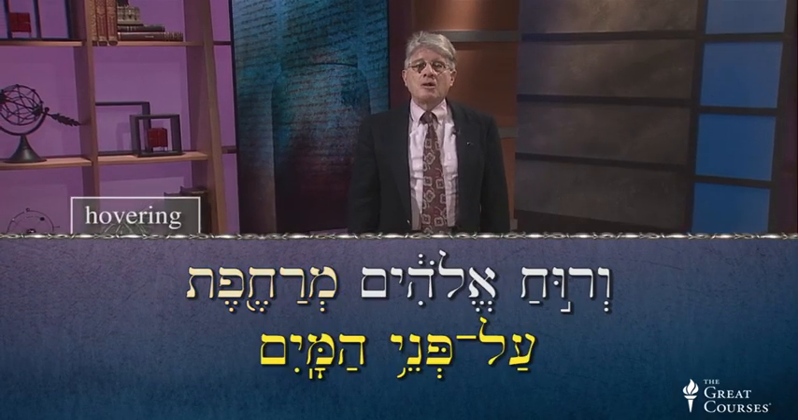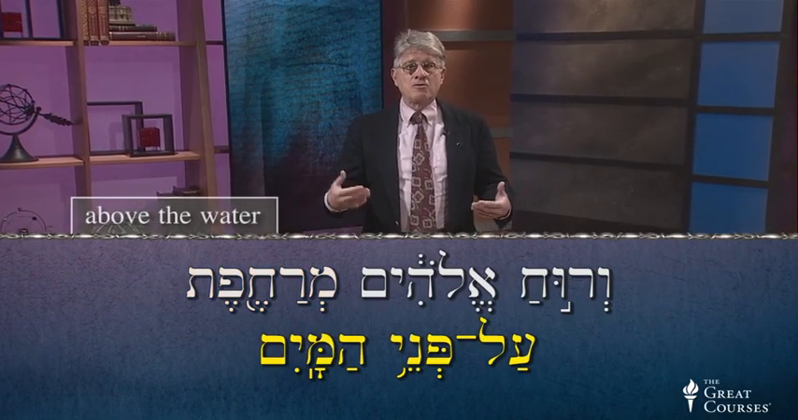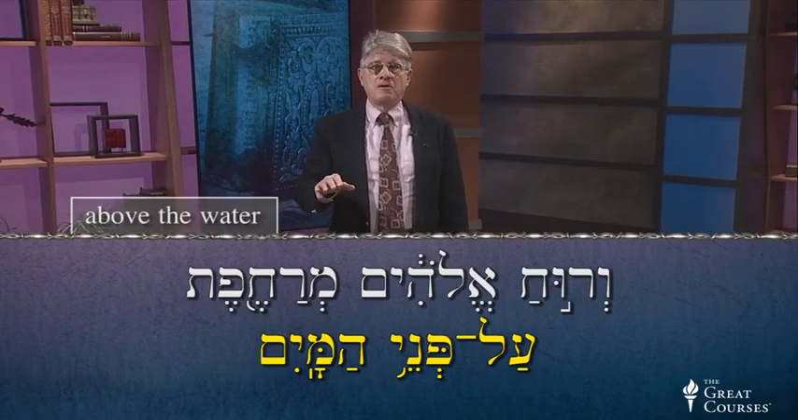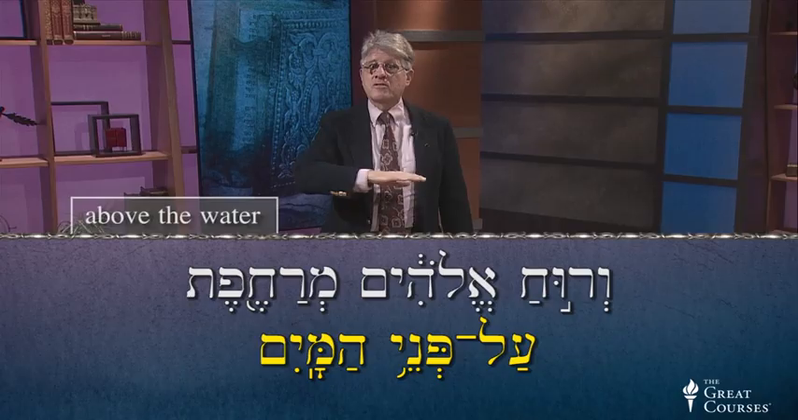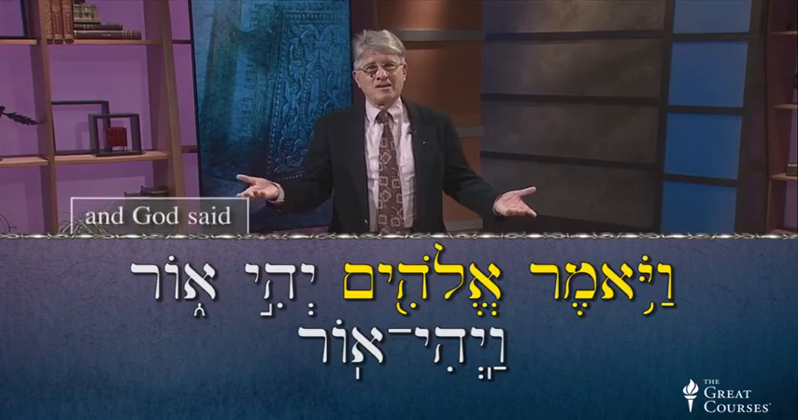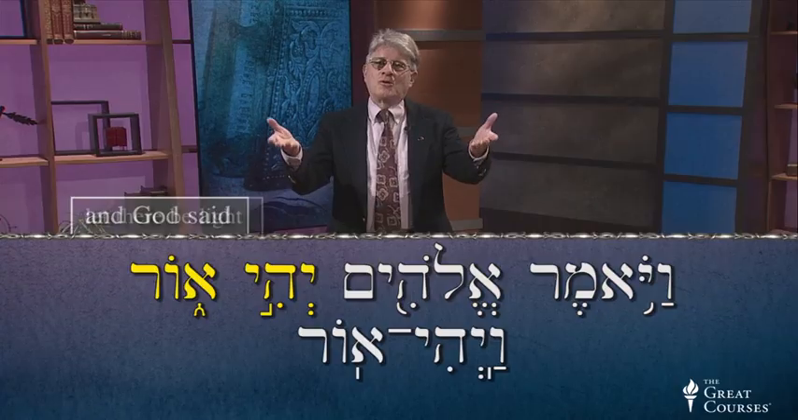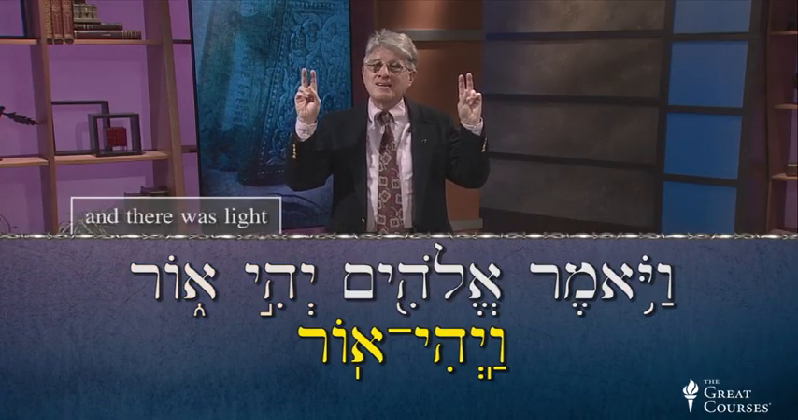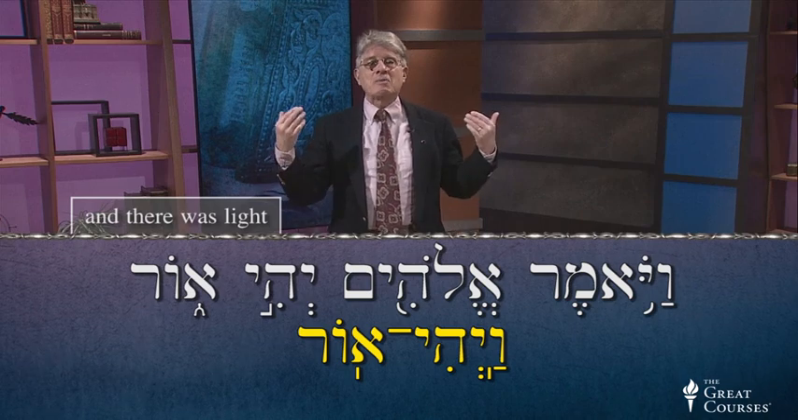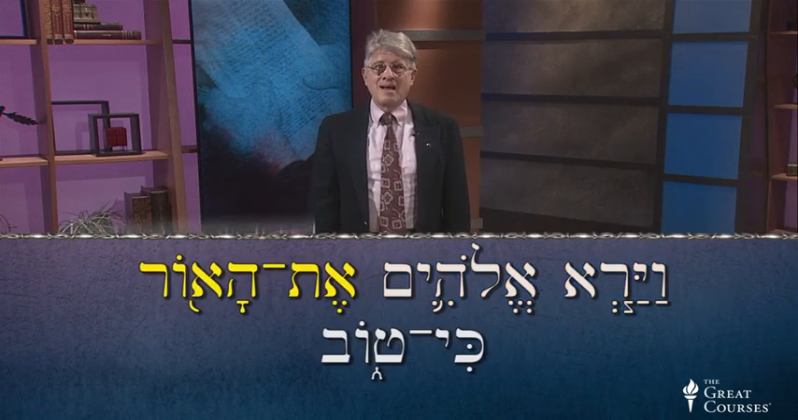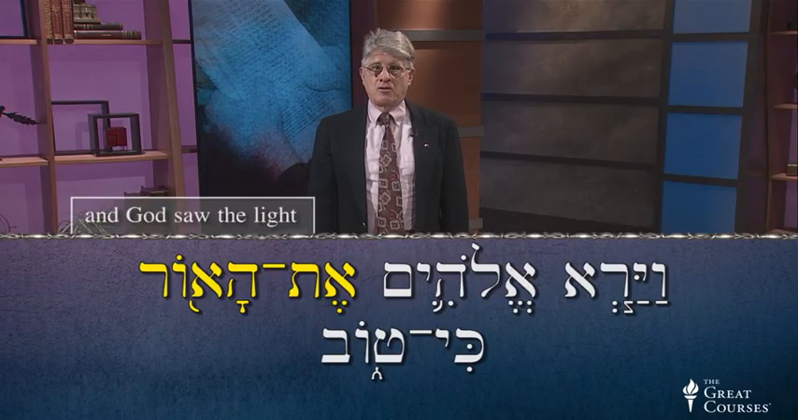Al pnei hamayim, above the water. Literally, on the face of the water, that is, over the surface of the water. Vayomer Elohim, and God said, Yehi or, let there be light. Vayehi or, and there was light, converted imperfect, so it's past tense. Vayar Elohim et haor, and God saw the light.